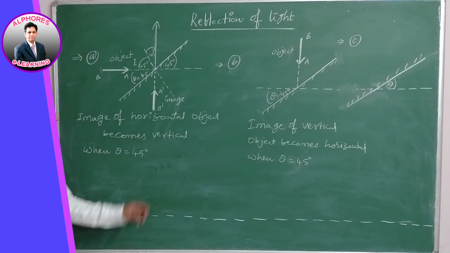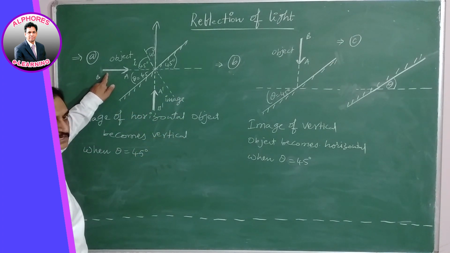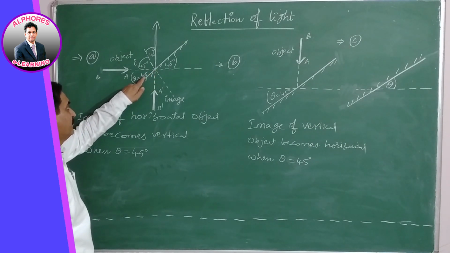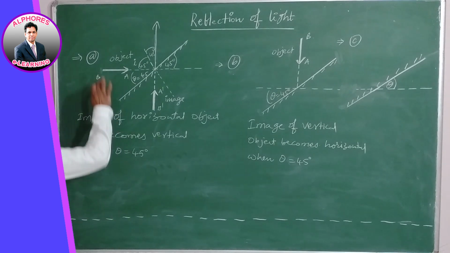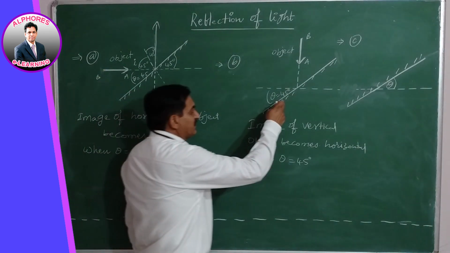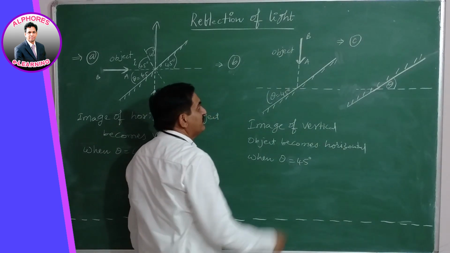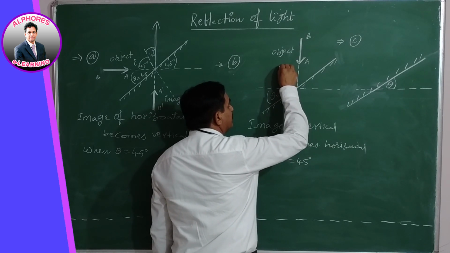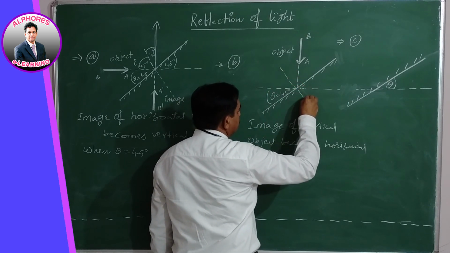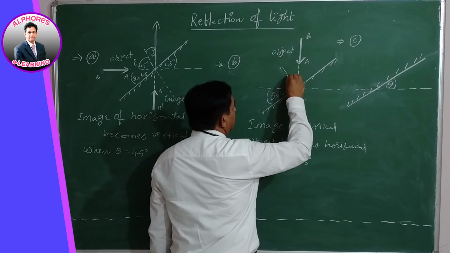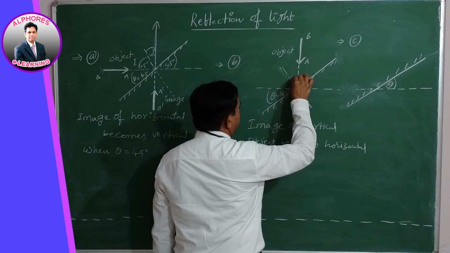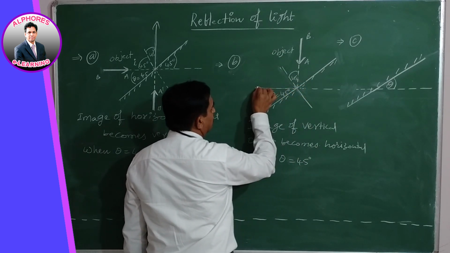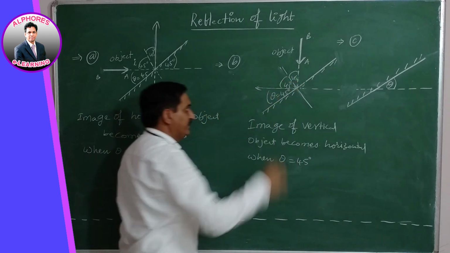What happened here? The image becomes vertical for an object which is horizontal when a plane mirror makes an angle theta of 45 degrees with the horizontal. Similarly, in this case, we have a vertical object. When the object is vertical, the light is incident on this plane mirror. If you make a normal to this plane mirror, the angle of incidence is 45 degrees and it reflects along the horizontal direction. So here the angle of reflection is 45 degrees.